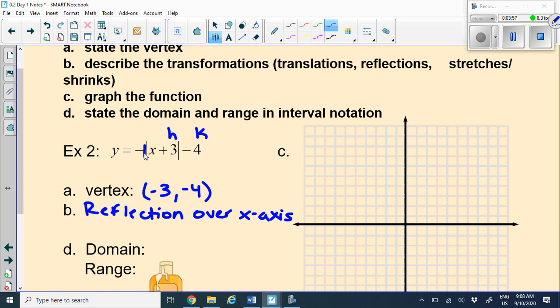The next thing are going to be translations. So which way you're going to translate? Now here, remember if we have a plus h, that really means that we're going to translate left.